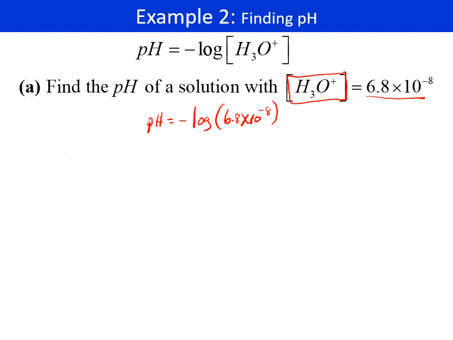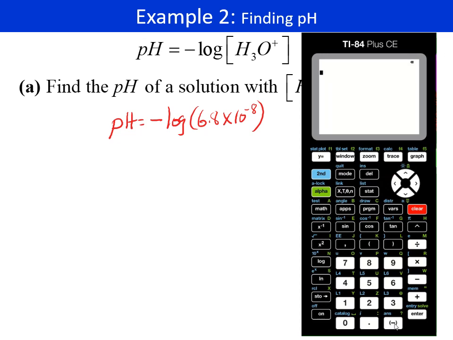Now, we'll type that into our calculator. Be sure to use the negative that's on the bottom. The LOG of 6.8. You can literally use the times key. 10 with the exponent of negative 8. Traditionally, we use 2 decimal places for pH, which would make that 7.17.